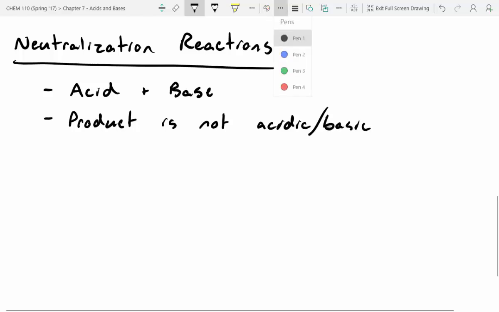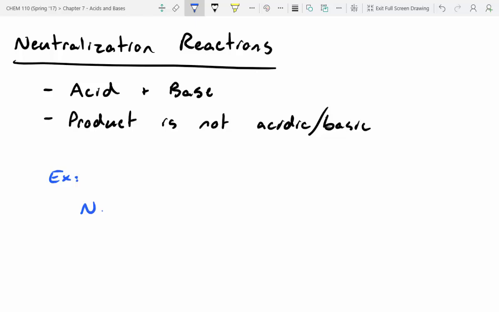And the example I like using is just plain old HCl with sodium hydroxide. I'll do NaOH plus HCl. HCl is our acid, sodium hydroxide is our base. The question is, what's going to come out of this reaction?